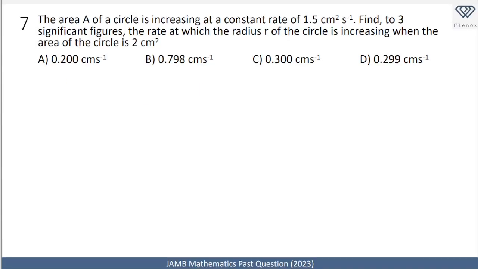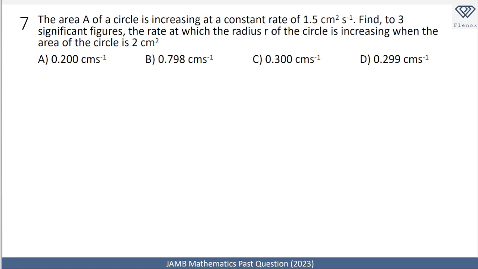Moving on to the next, we are told that the area of a circle is increasing at a constant rate of 1.5 cm squared per second. Now we should find, to 3 significant figures, the rate at which the radius r of the circle is increasing when the area of the circle is 2 centimeters squared. So this is a classic application of differentiation where you are trying to find the rate of change, in this case, the rate at which the radius is increasing.